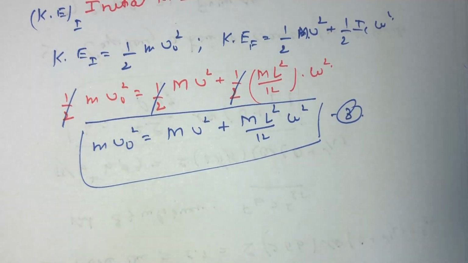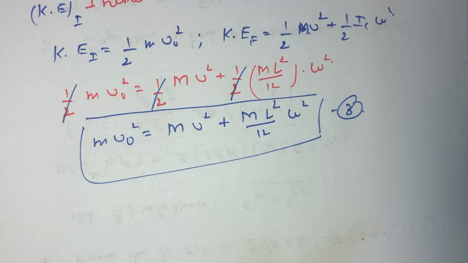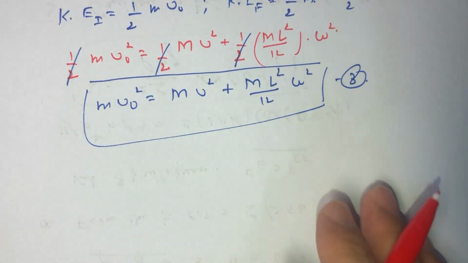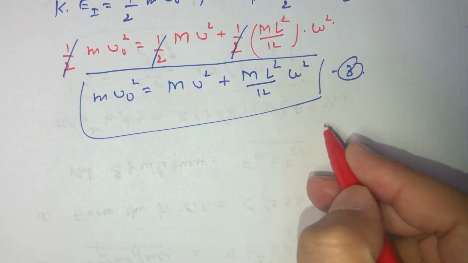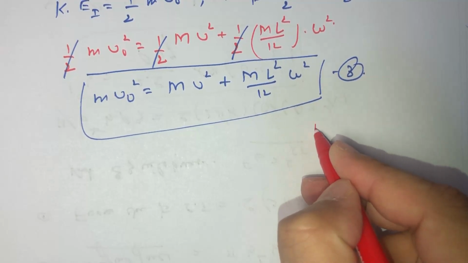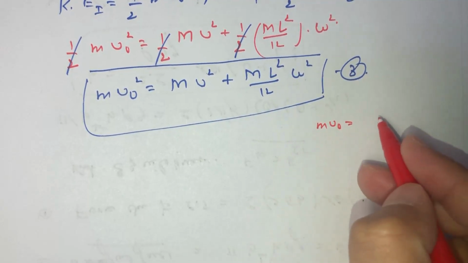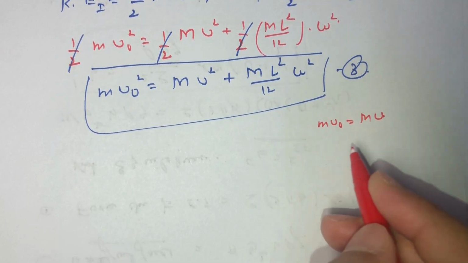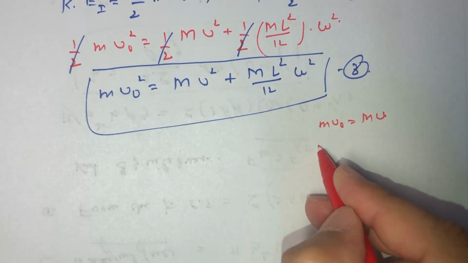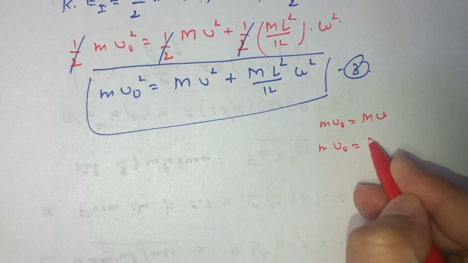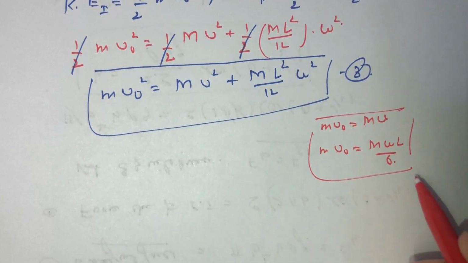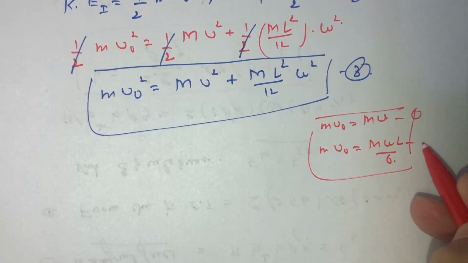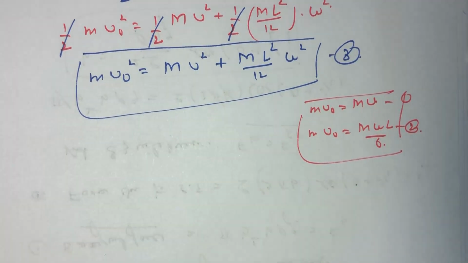So we have 3 equations. So first of all, we are going to use equation number 1 and 2. Okay. So let me write here once again. Equation number 3 is already here. So we have equation number 1 was our m v naught is equal to m times v, and second was our m v naught is equal to m omega L upon 6. So this was our first equation and this was our second equation.